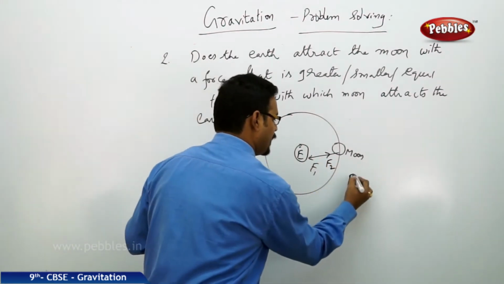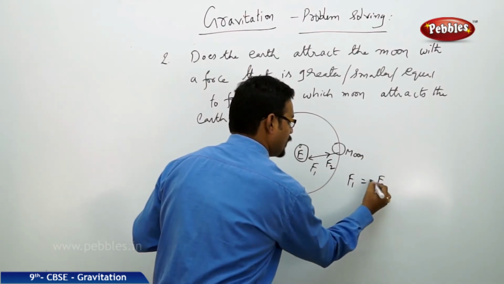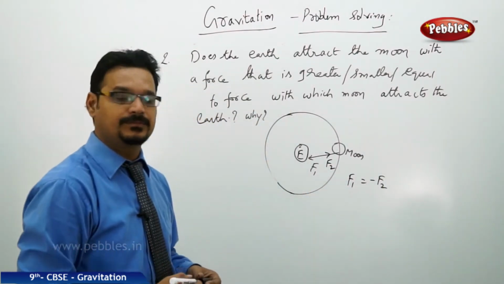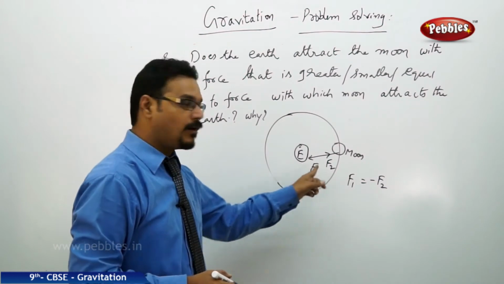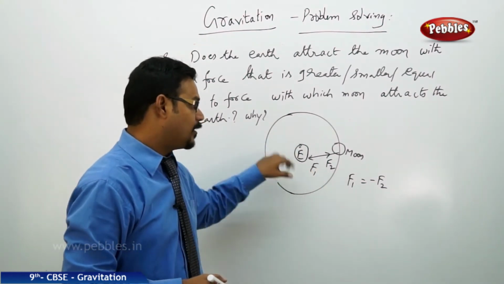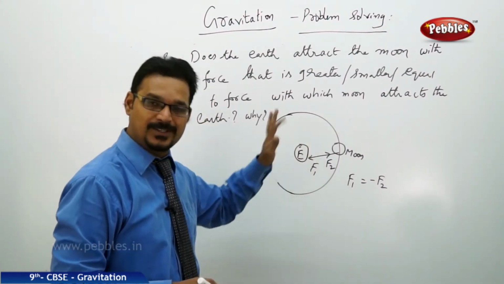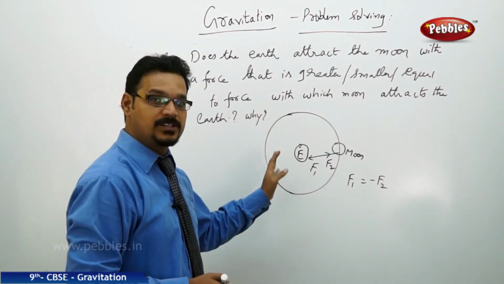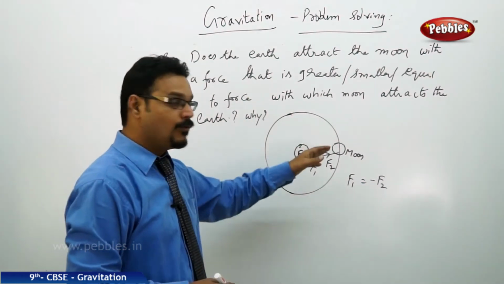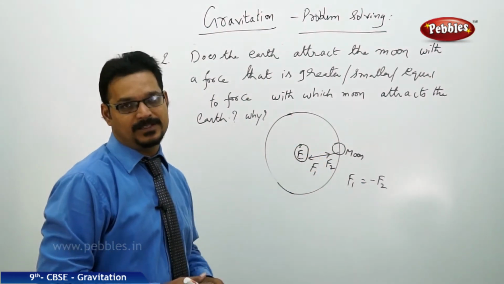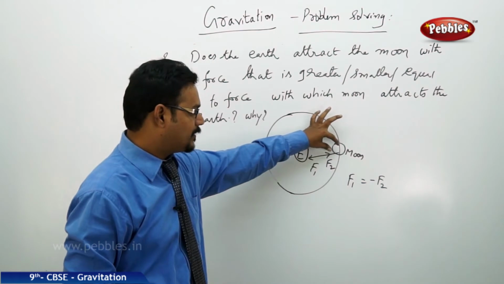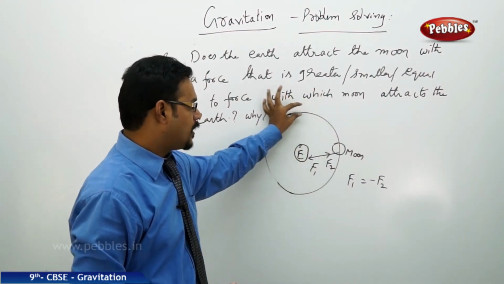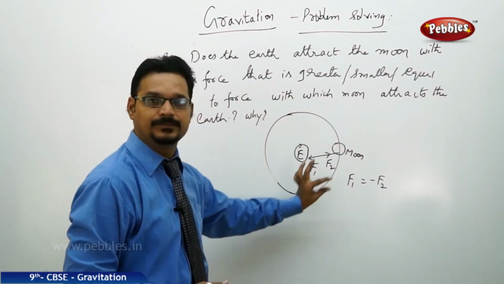F2. So F1 equals F2 and minus. Minus is opposite. When the two forces are equal and opposite, the net force acting on the system, the Earth and Moon system, is 0. That's the reason why Earth is not shifting from its place. Moon is also not shifting from its place. So in the same circular path, the Moon is orbiting around the Earth.